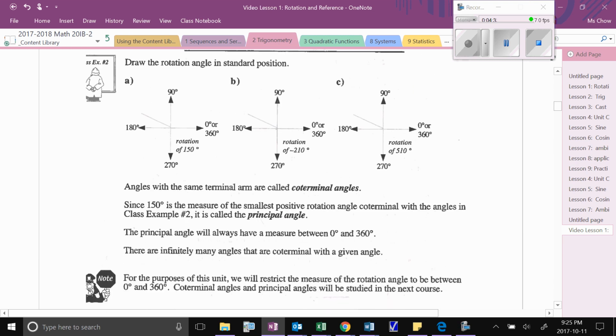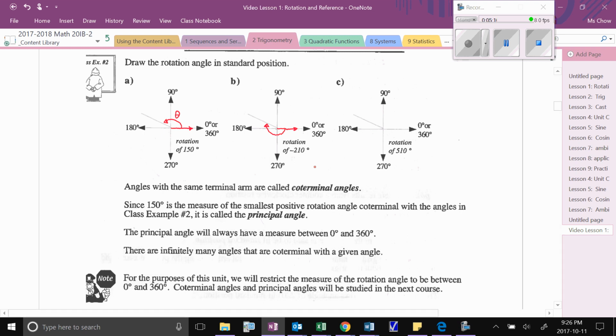Okay. So in this particular case, it says draw the rotation angle in standard position. So they've already drawn in your terminal arm. So if you wanted to draw in your initial arm, this is a rotation of 150 degrees. This is all they're looking for. It's for you to say that that is theta. In this case, we're looking at negative 210 degrees. So we recognize in this particular case from our initial arm at the positive x-axis, we're going around in a clockwise direction to get to 210 degrees.